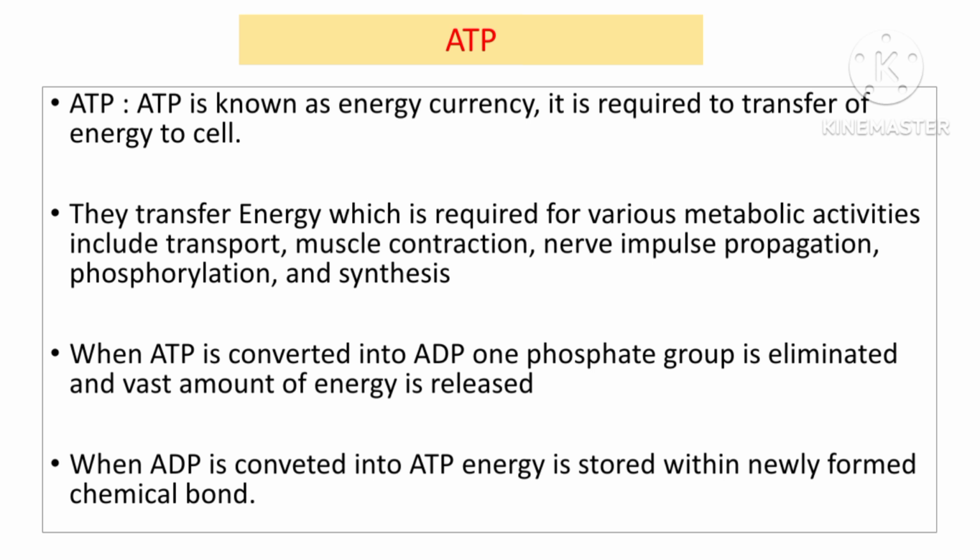Whenever any compounds break down or any compound forms, energy is always utilized in the form of ATP. So whenever ATP is converted into ADP, a huge amount of energy is released, and whenever ADP is converted into ATP, energy is stored in the cell.